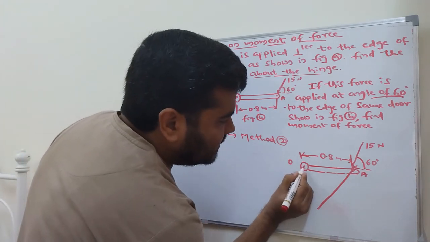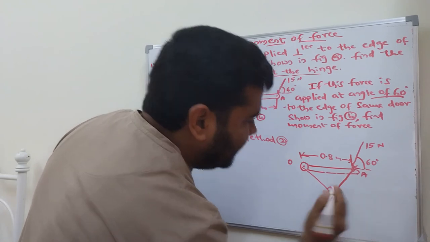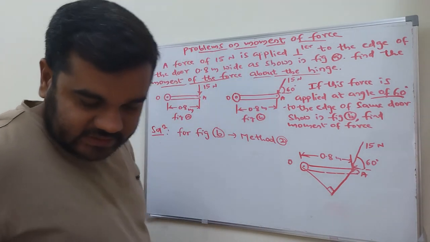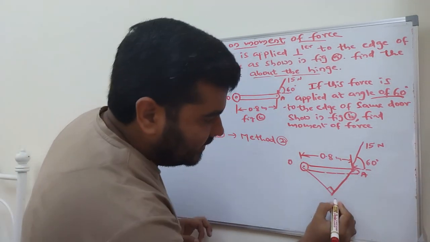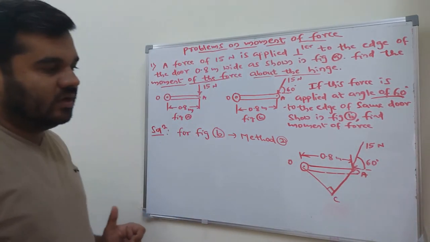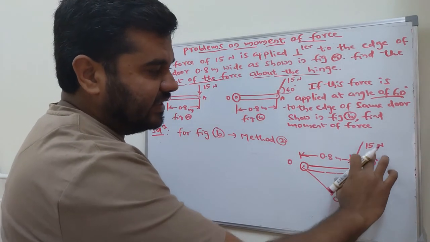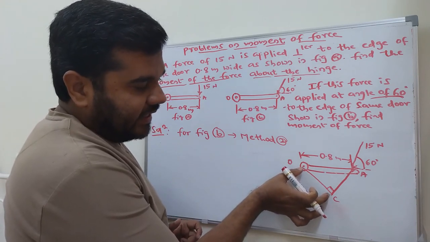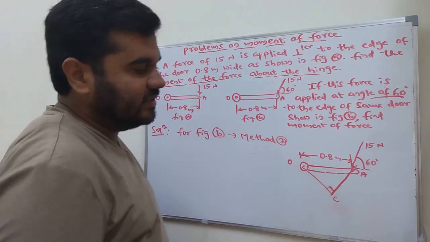Just draw this exactly perpendicular. This is 90 degree. So this is O, A, and this will be C here. You know this AC, that is the force. It is 15 Newton. Now you need to calculate the perpendicular distance OC, because once you calculate OC, then you can easily apply here.